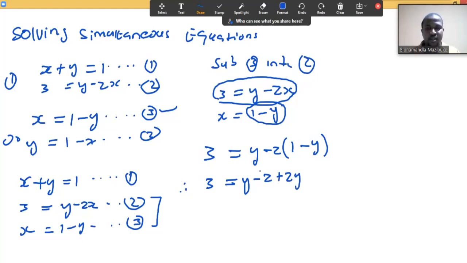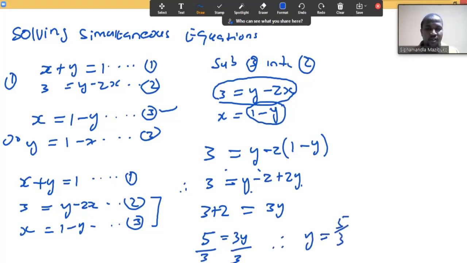So we're taking minus 2 to the other side. It's 3 plus 2 is equal to y plus 2y, which is 3y. So now what we're getting is that 5 is equal to 3y. Then we can divide by 3. Therefore y is equal to 5 over 3.